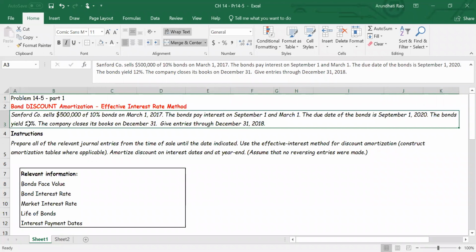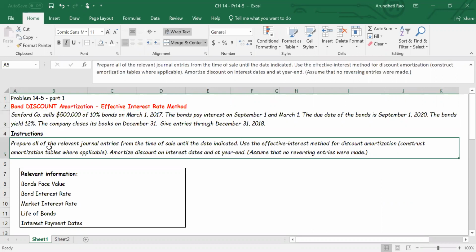So we are told that Sanford Company sells $500,000 10% bonds on March 1st, 2017. The bonds pay interest on September 1st and March 1st. The due date of the bonds is September 1st, 2020. The bonds yield 12%. The company closes its books on December 31st. They're asking us to give entries through December 31st, 2018.